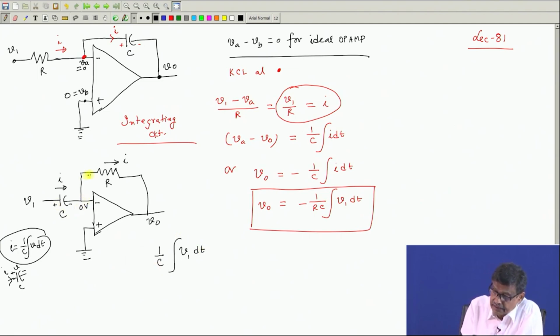and this current is the same as this current. So, how much is this current? It is the potential of this point minus the potential of this point divided by R, that is 0 minus V naught by R.